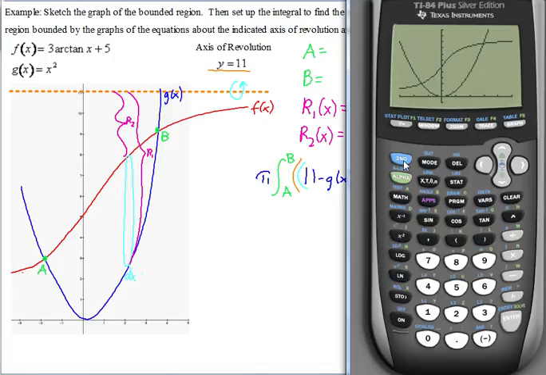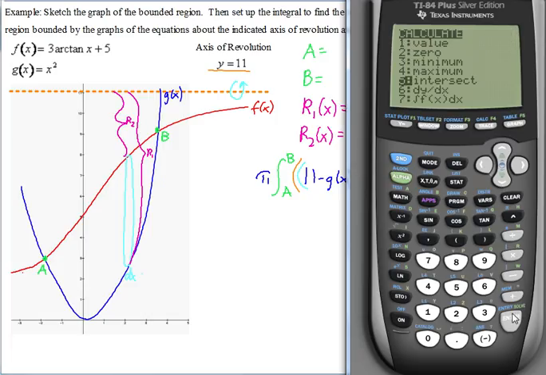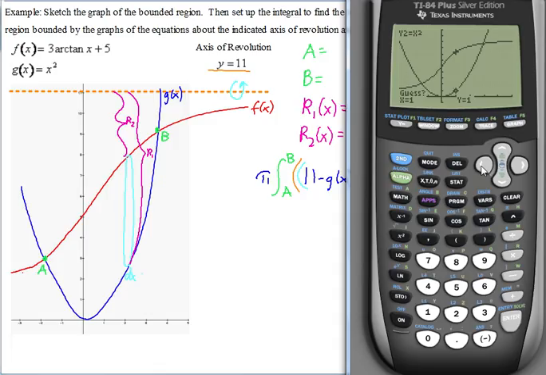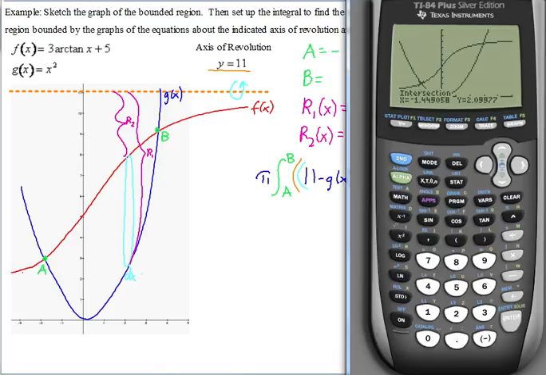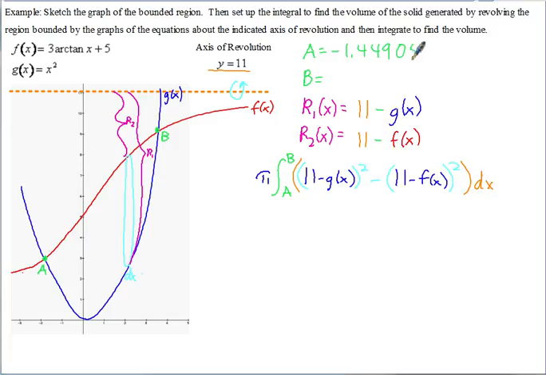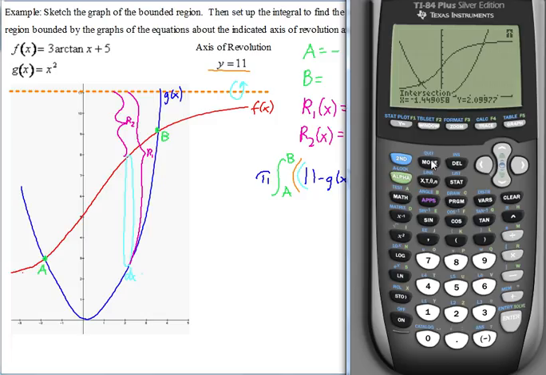So on the 84, let's find our points of intersection. Second calc, intersect. First curve, enter. Second curve, enter. Guess. I don't want to move my cursor over, so I'm going to type in, I think those intersect, I'm going to guess at -2. So you can just type in -2, and it'll take you right there. And we get negative 1.449. And let's store that in our calculator. That's alpha A.